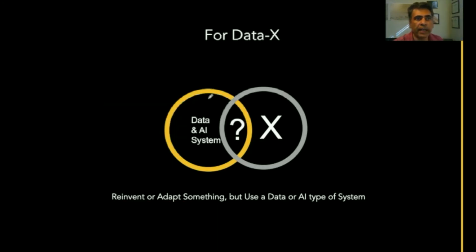So for DataX, if you want to use this idea of what I sometimes call the A cross B model or this high concept pitch, what you can do is take just about anything that you know and combine it with the idea of what if you were to use it, that is reinvent or adapt it, but using a data and or AI type of system.